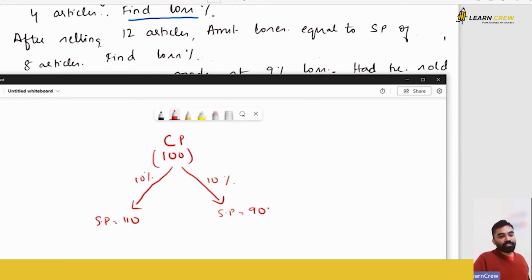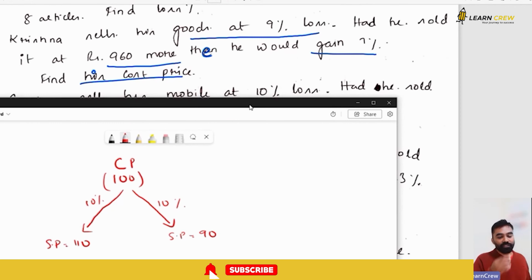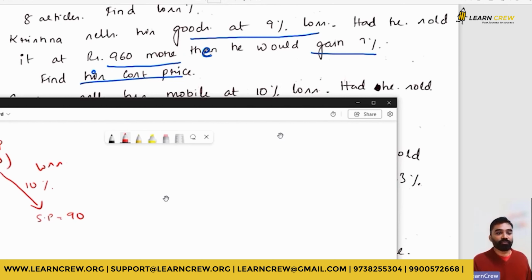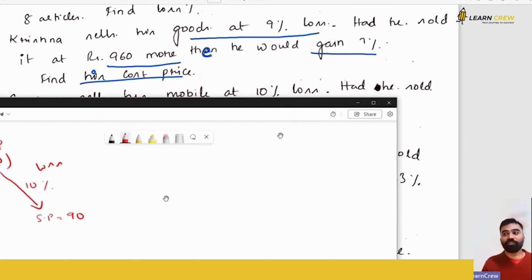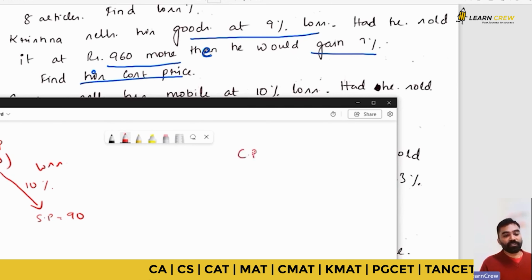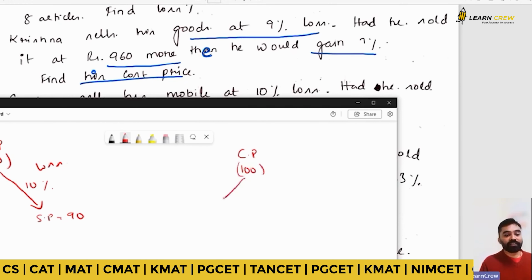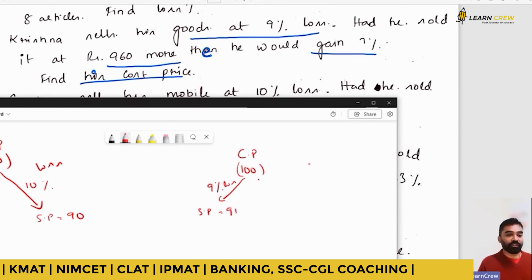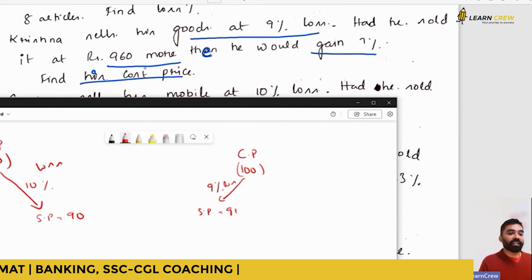Now in this given question, everyone knows this concept. So in this given question, this is profit, this is loss. Krishna sells his goods at 9% loss. I do not know what is the cost price. I am just assuming the cost price to be 100. He is selling it at 9% loss. What is the selling price? 91 rupees. Had he sold it at 960 more, then he would have gained 7%.